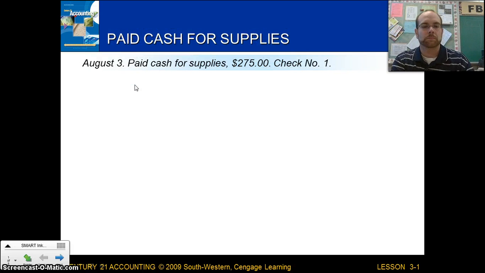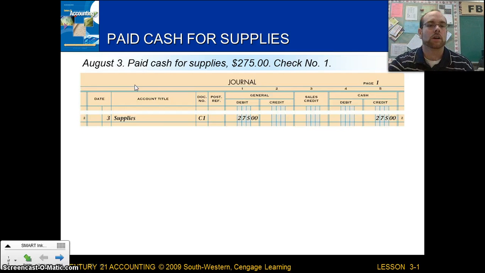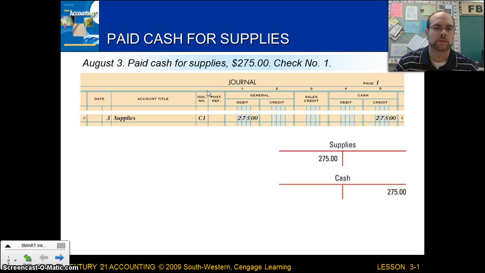Now, paid cash for supplies, another type of journal entry. On August 3rd, we paid cash for supplies for $275 on check number 1. Every time you get a scenario that's happening, make sure you break it down. So the first thing that we want to find out is what 2 accounts are affected. And if we paid cash for supplies, we know that cash and supplies are our 2 T accounts affected. And how are they affected? Now they're both assets, so we're going to plus on the left side and minus on the right side.